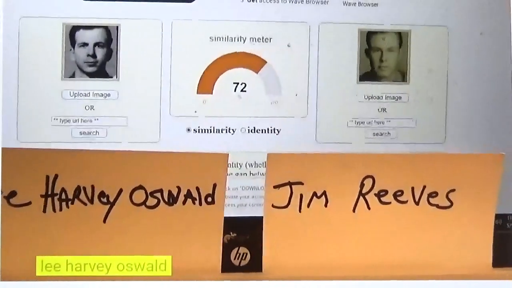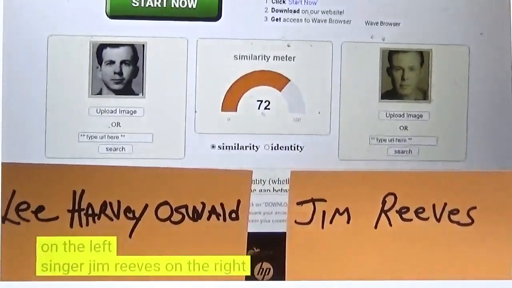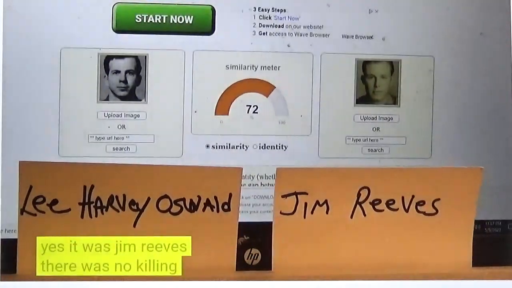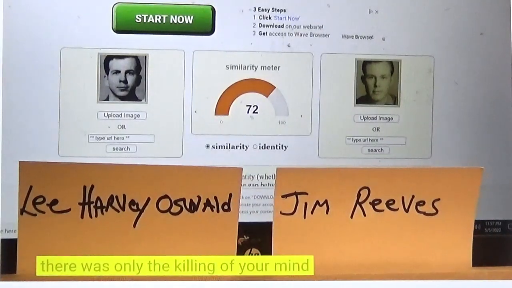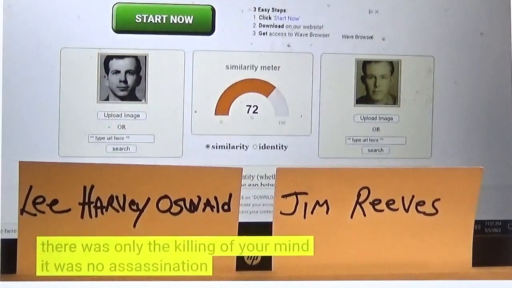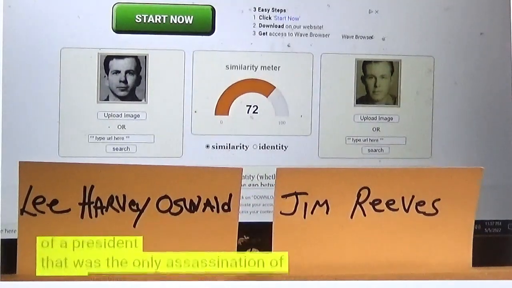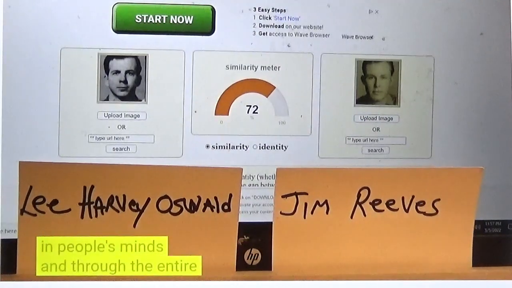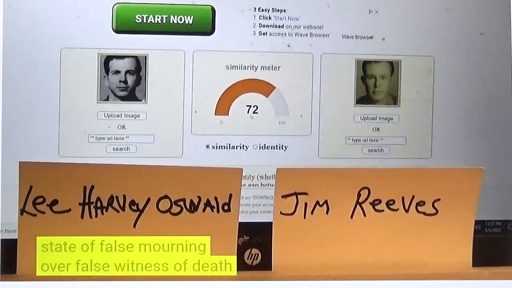Lee Harvey Oswald on the left, singer Jim Reeves on the right. Yes, it was Jim Reeves. There was no killing of a president. There was only the killing of your mind. There was no assassination of a president. There was only the assassination of reality in people's minds, and it threw the entire nation into a state of false mourning over a false witness of death.